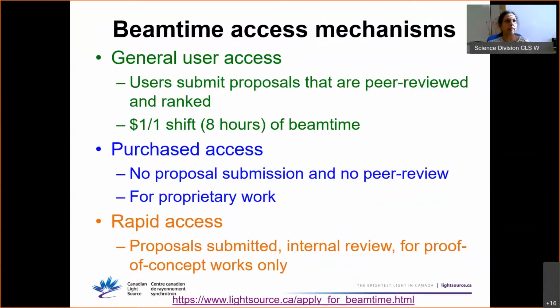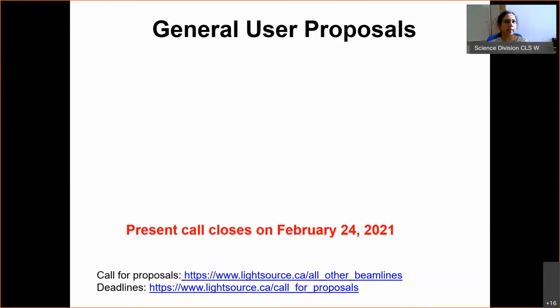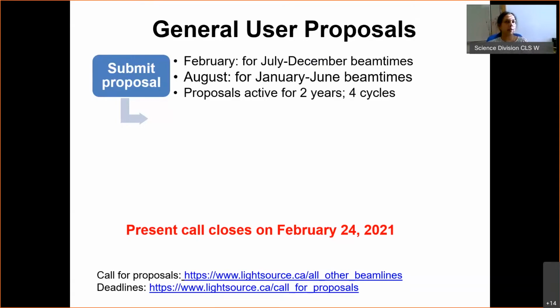So today we are going to focus mainly on the general user proposals, because you as graduate students or researchers are interested in accessing CLS and in writing a general user access proposal. Right now the call for proposal is open and it closes on February 24th. It closes at midday Saskatoon time, so afternoon of the 24th. So don't wait until the night. Okay. So what happens is you write a proposal and submit it. Once it's submitted, it goes through a peer review process.